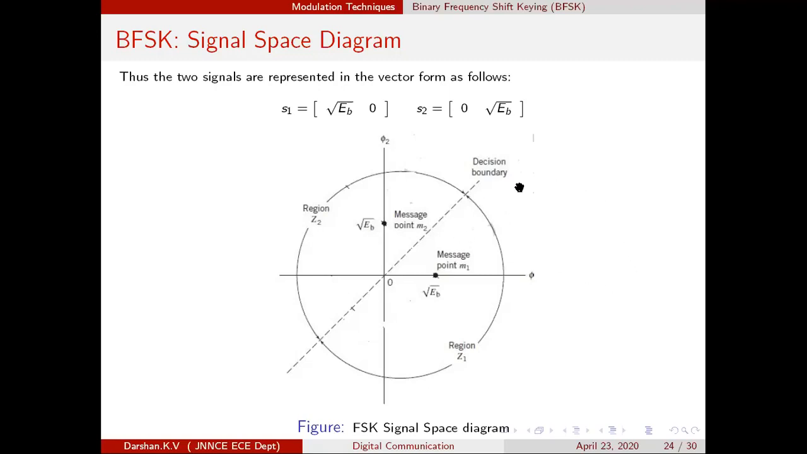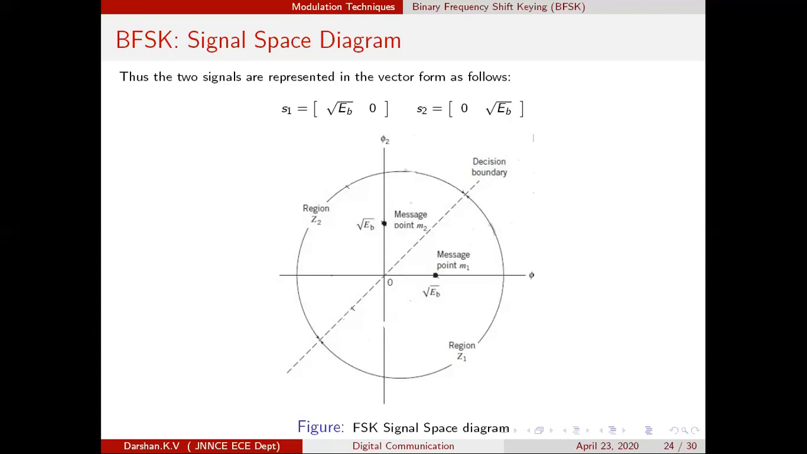Message point M2 represents the symbol 0. Say for example, if a received signal falls in the region Z1, the region which is below this bisector line, then the receiver decides that message 1 might be transmitted. Similarly, if the received signal falls in the region Z2, above the bisector or to the left side of the bisector, then the receiver will decide symbol 0 has been transmitted. So this is the logic behind it.